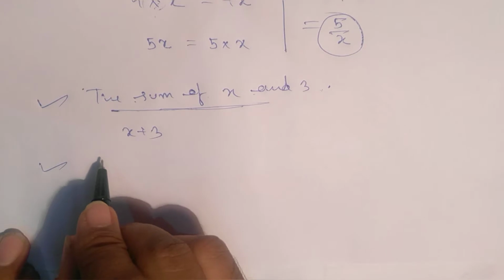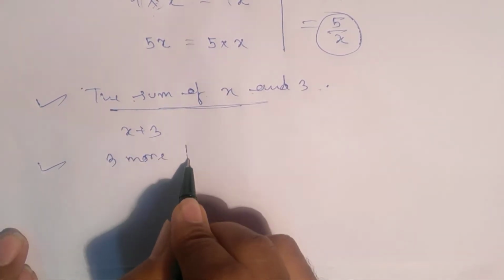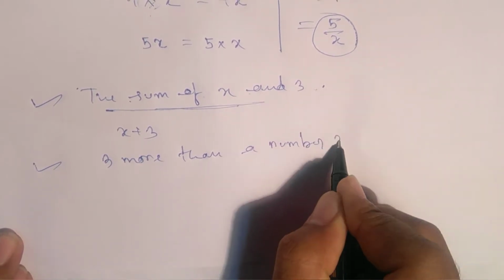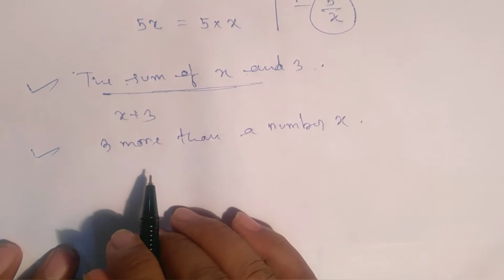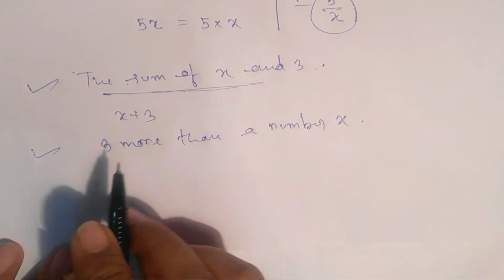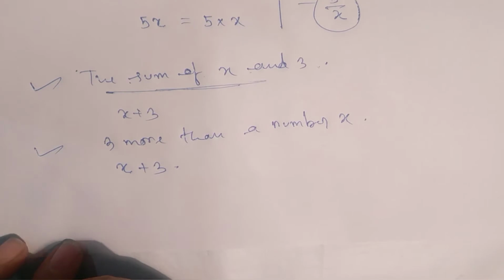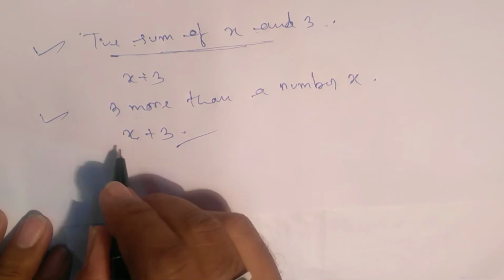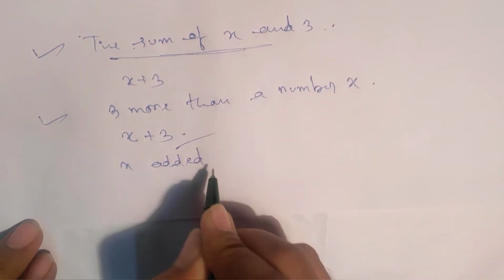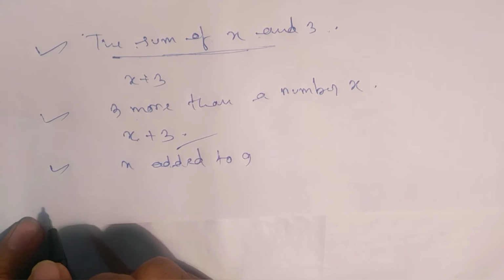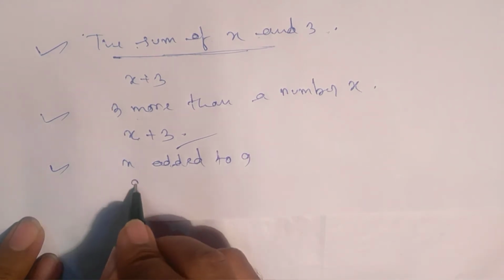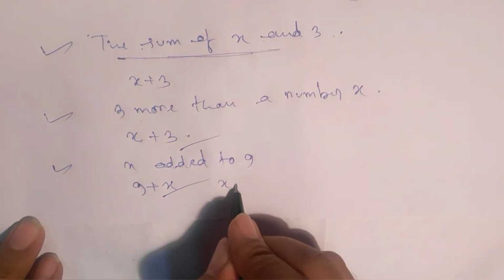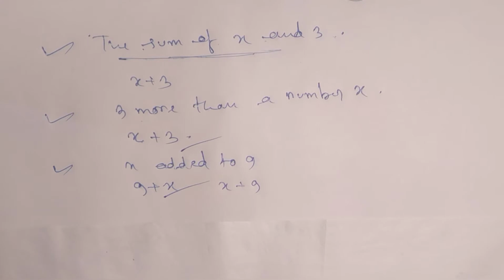Next, 3 more than a number x. So what does it mean? How are you going to represent it? 3 is more than x, meaning take x and 3 more than x. So this is the representation for the statement. Now another, x added to 9. How are you going to represent it? 9 is already there and you are adding x. So this is your answer, or you can write it x plus 9 also. No problem.